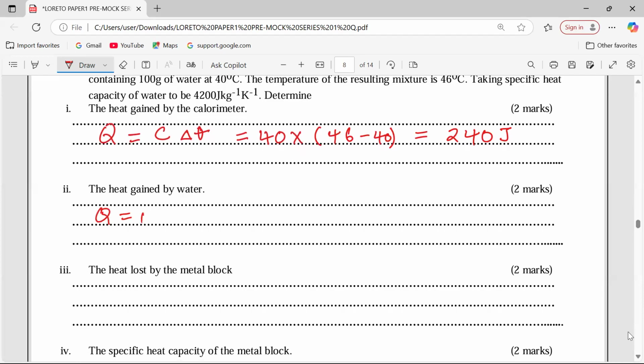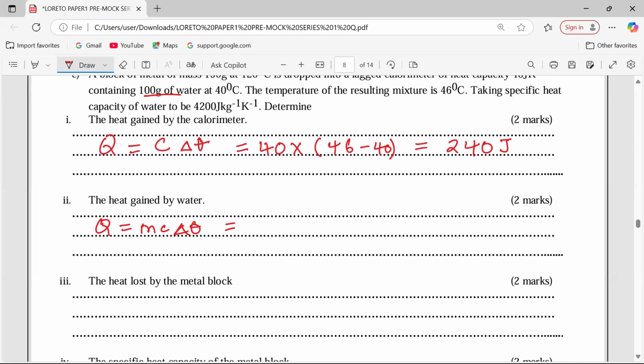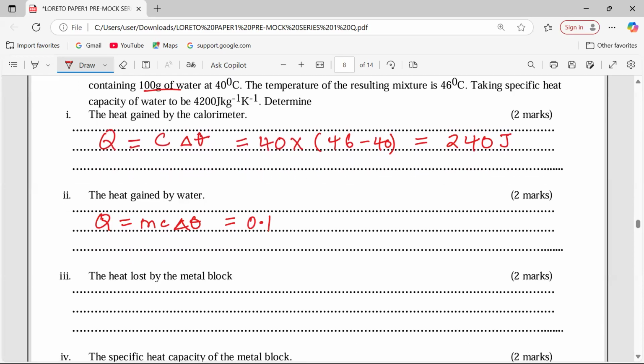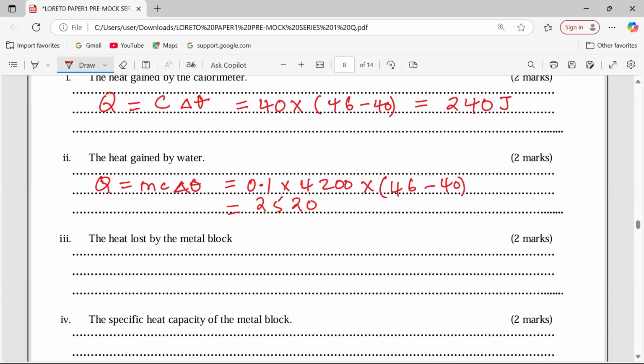Heat gained by water. Now, for water, we are given the mass and also specific heat capacity times the change in temperature. So we shall talk of mass of water, 100 grams. So we make it 0.1 kg, because mass should be in SI units, times 4200 times change in temperature. Again, water is varying from 40 to 46. So we also be multiplying by 6 as the change in temperature. 0.1 multiplied by 4200 multiplied by 6. And this gives us 2520 joules of heat energy absorbed by water.